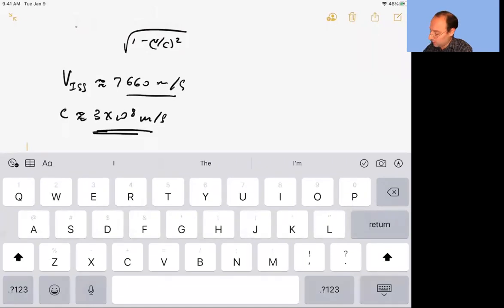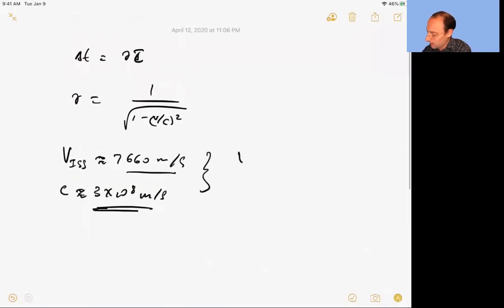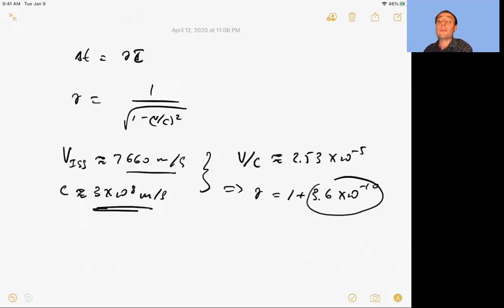Okay, so now from this we see that v over c equals about 2.53 times 10 to the minus 5. It's a unitless number. It's a ratio of speeds. So gamma comes out to be 1 plus 3.6 times 10 to the minus 10. Okay? So gamma is extremely close to 1.